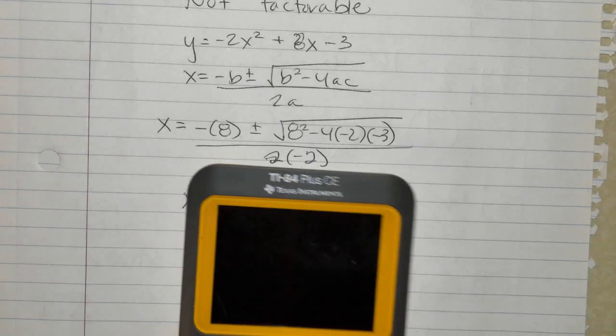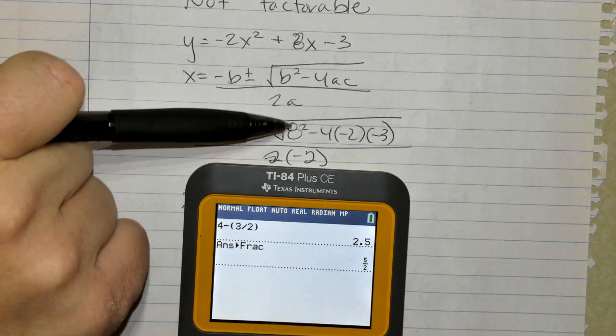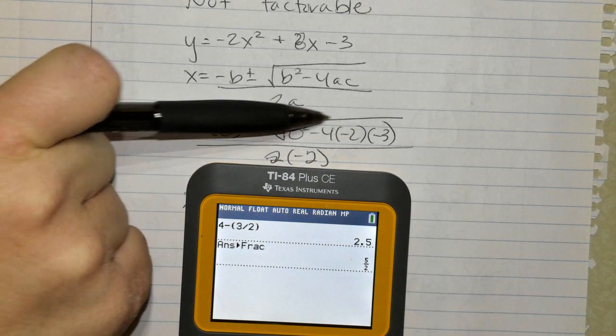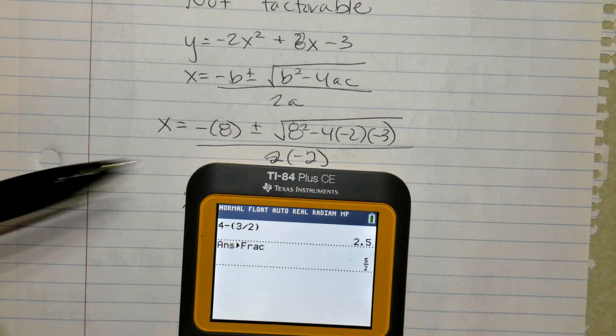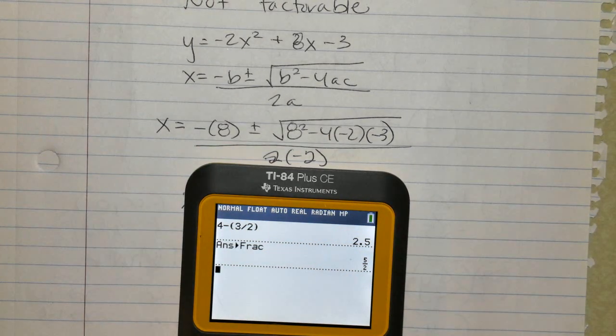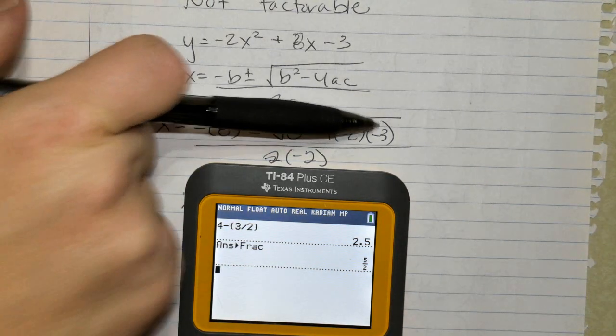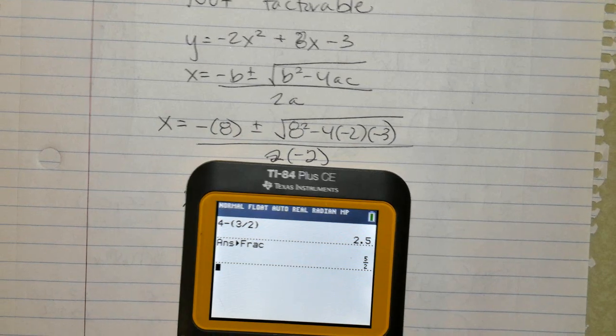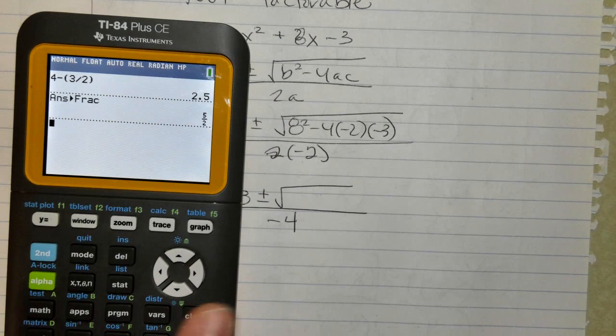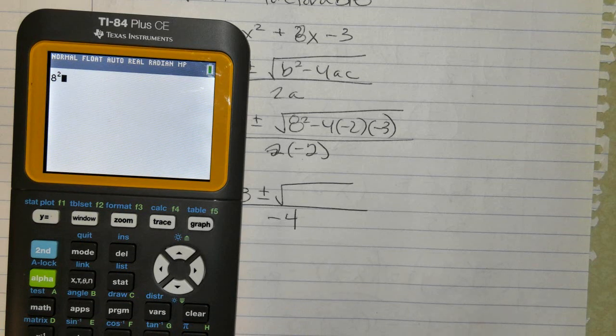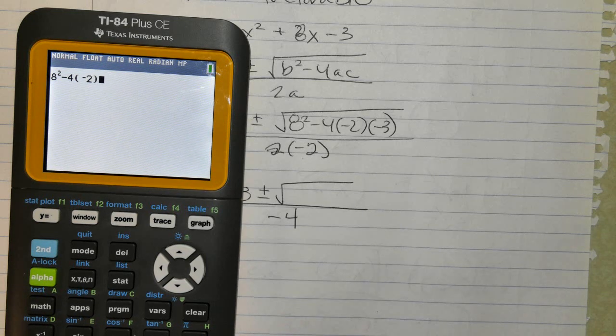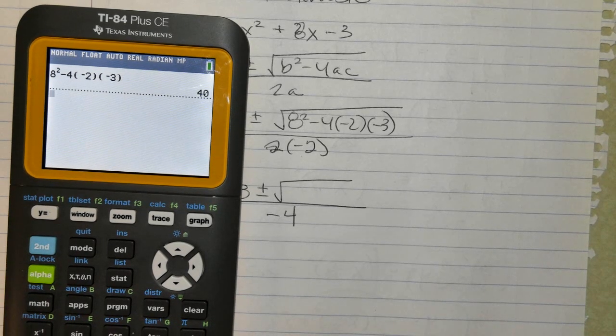Grab your calculator, and let's just call this the discriminant. This will tell us, if this number is positive, I know I'm going to have 2 real solutions. If this number is 0, I'll have 1 real solution. And if this is a negative, it means I have 2 complex solutions, which means there's no x-intercepts. All right, here we go. 8 squared. The reason I'm not putting this in parentheses is because it's not a negative. Subtract 4 times -2 times -3.